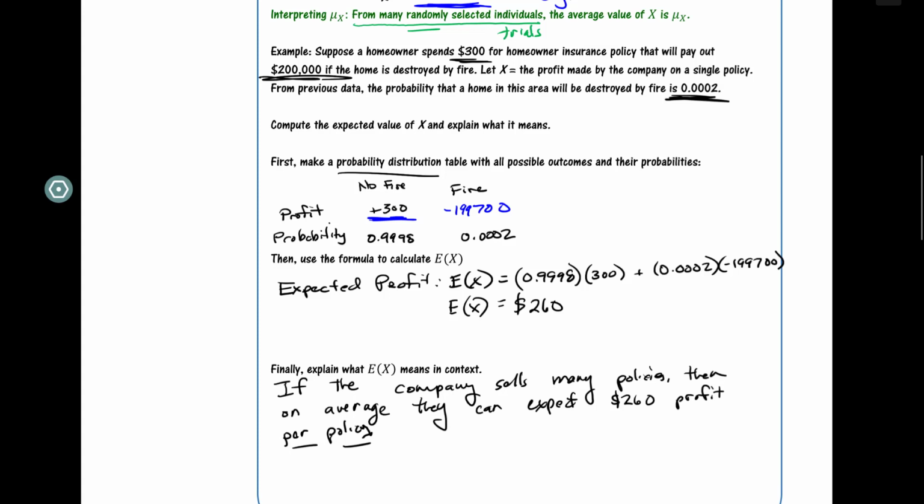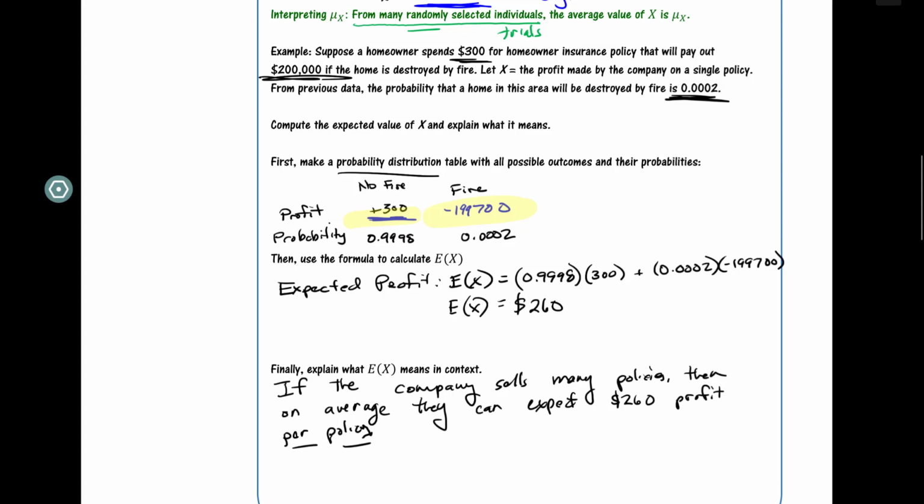Because in any one policy, you would say, well, they got $300 in cash, right? But what this is doing is something that's much, much more powerful, because now it's taking into consideration the possibility that their home is destroyed by fire. So it's a much more telling rule or much more telling calculation and statistic.